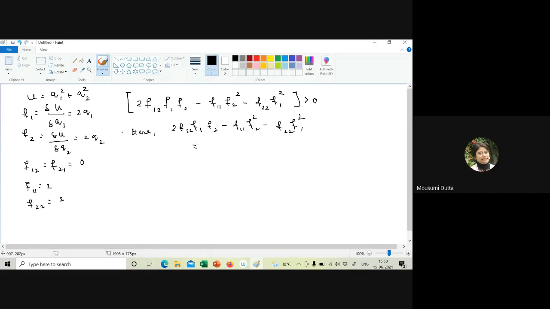F12 is 0. The first term is not strict. You are getting a minus sign. Is this to be less than 0? Yes, ma'am. What is the value? Minus 8 Q2 square minus 1 plus Q1 minus square 8 Q2 square, minus 8 Q1 square. Is it minus 8 or minus 4? Minus 8.